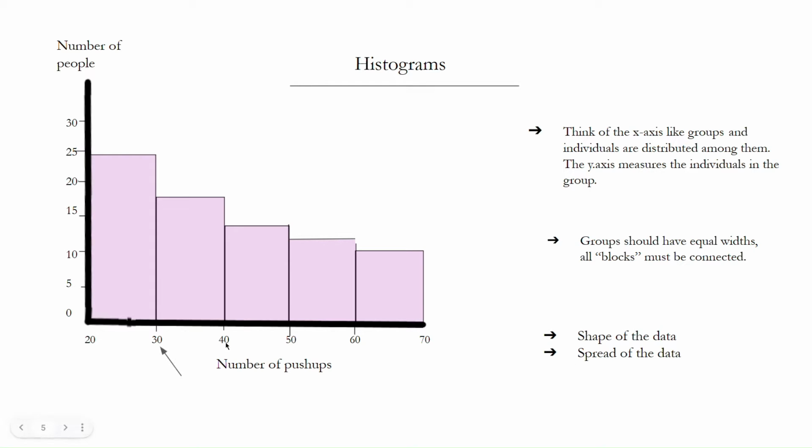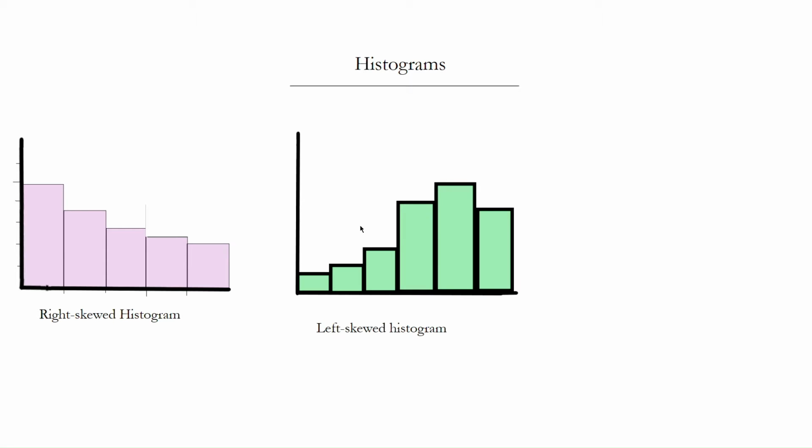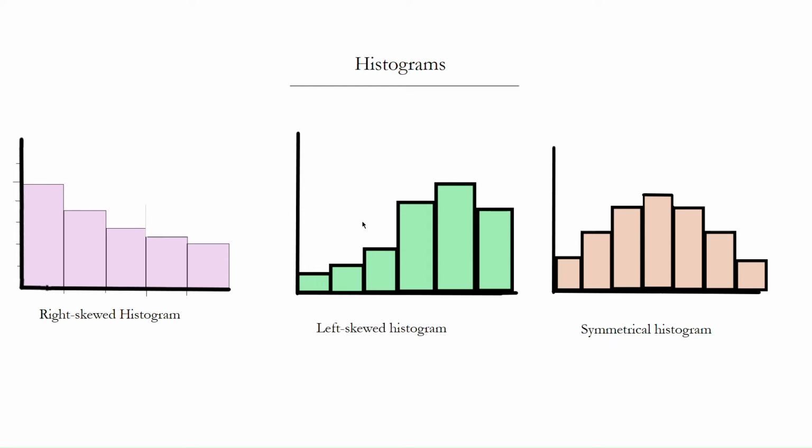Now let's move on to the shape of the data. There are three different shapes of histograms. First being the right skewed histogram, second being the left skewed histogram, third being the symmetrical histogram. There are more types of histograms, but these are the three main ones that you should be knowing.